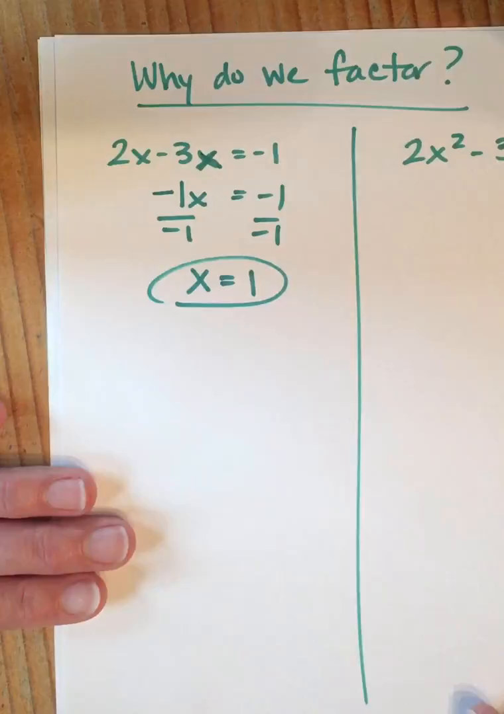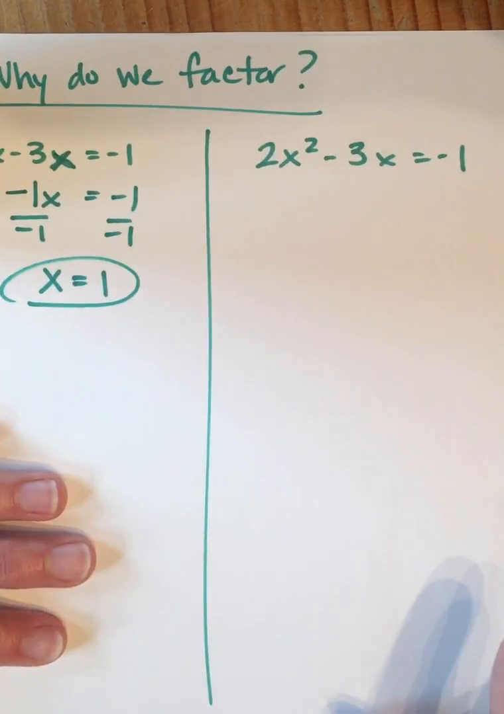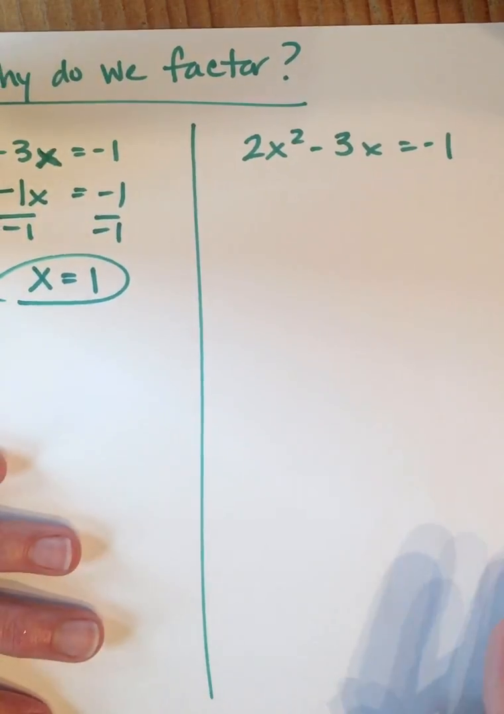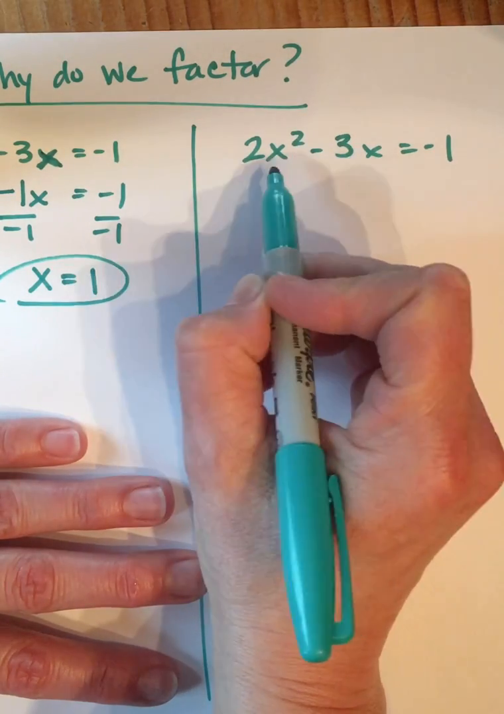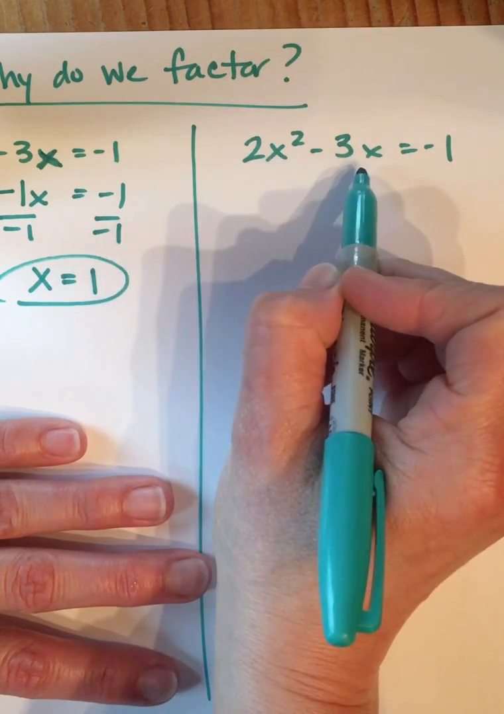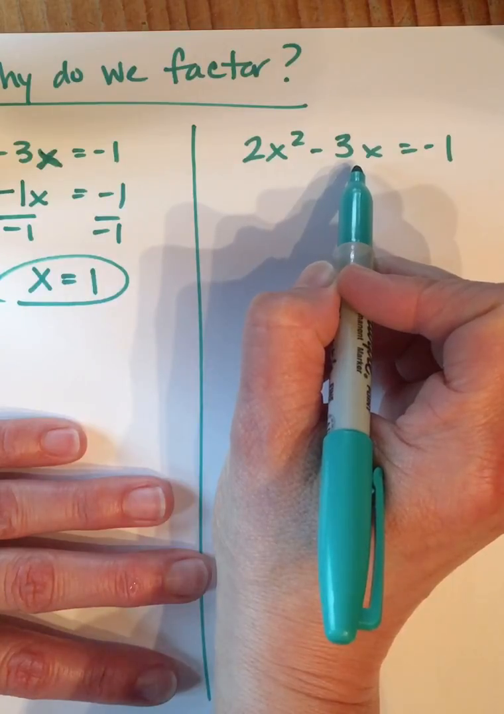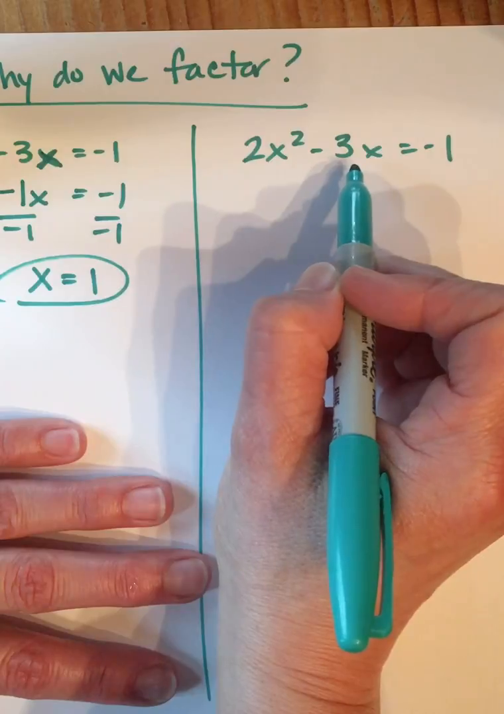I could combine them. But if we look at this second example, all of a sudden I have, again, two terms, each with an x, but this is an x squared. It cannot be combined with this, negative 3x. So in order to deal with this, I'm going to need to factor.